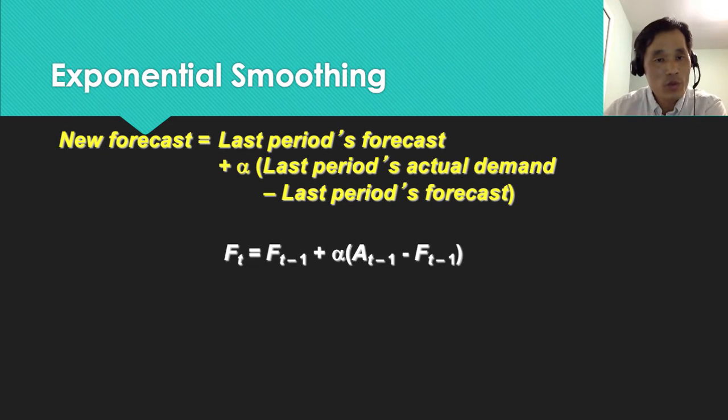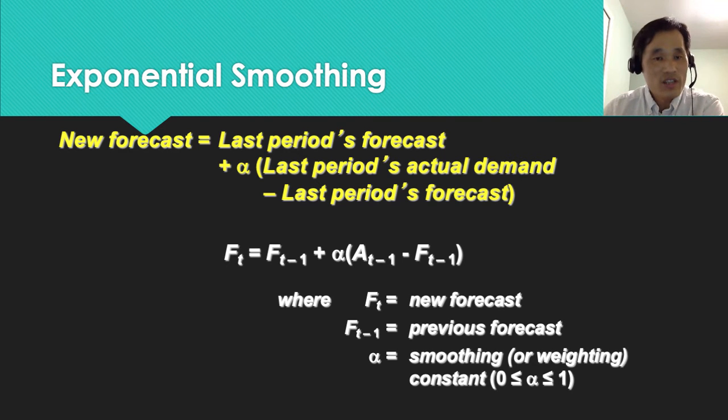Here's the formula for exponential smoothing method. A new forecast equals last period's forecast plus alpha times last period's actual demand minus last period's forecast. And in a mathematical format, it's Ft equals Ft minus 1 plus alpha times At minus 1 minus Ft minus 1. Here, Ft stands for new forecast, Ft minus 1 is previous forecast, alpha is smoothing constant, and At minus 1 is actual sales in the previous period. So that's what it means.